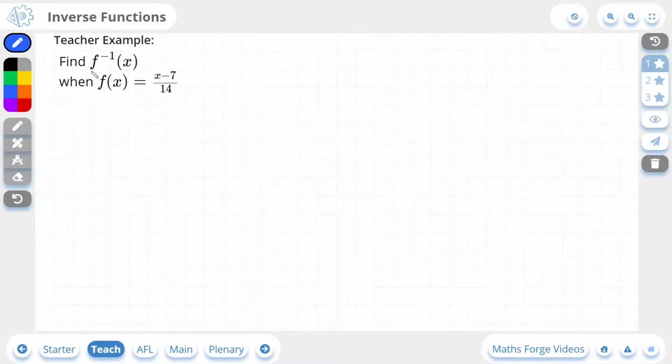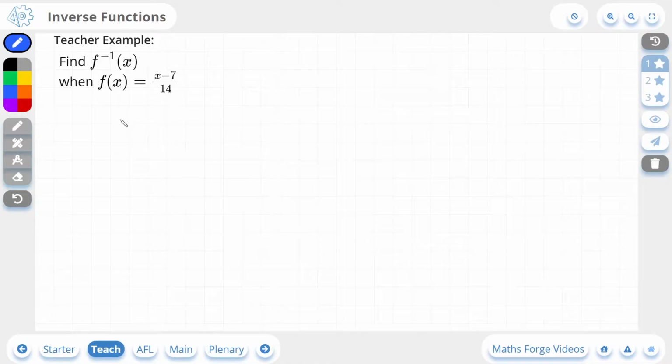Here we're being asked to find the inverse of f, and this is how you write the inverse. It's f with a -1 on top here. This is not f to the power of -1, so be careful. This is not a power. It's just the way we write the inverse of a function. So find the inverse of f of x when the function f of x is equal to x minus 7 over 14.